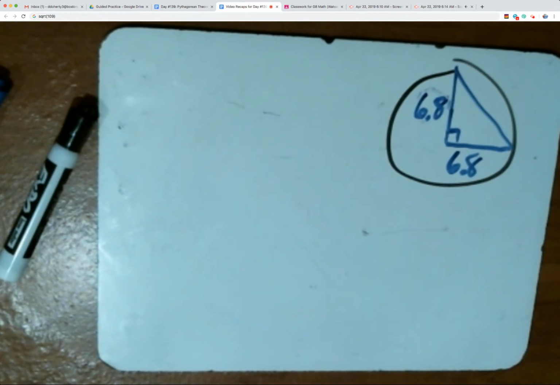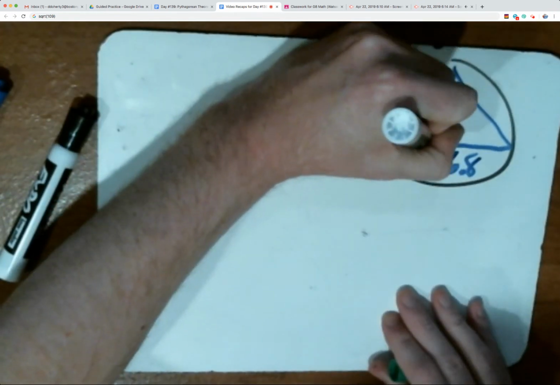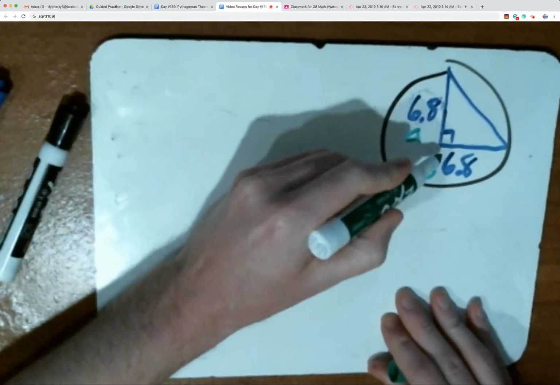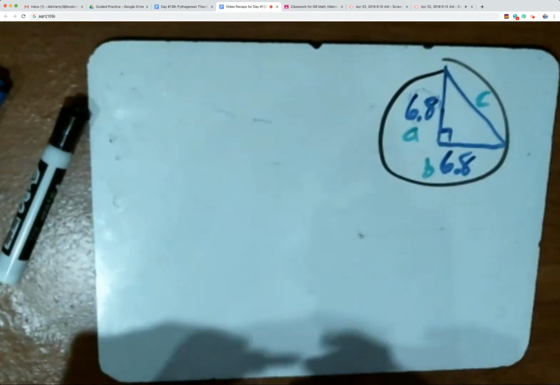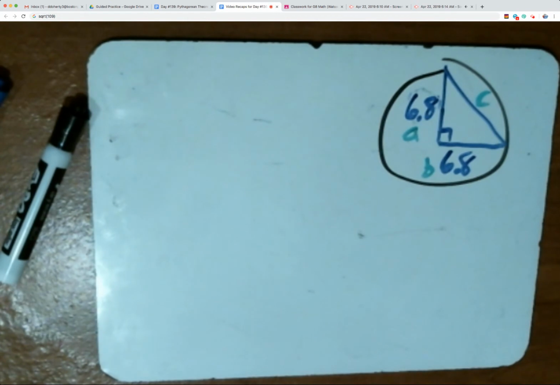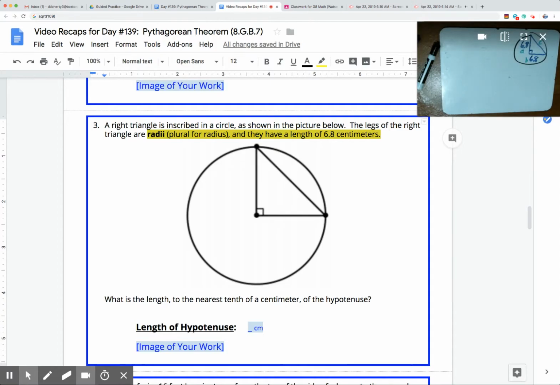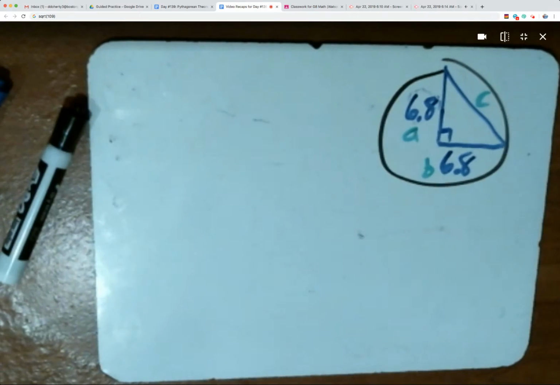I'm sorry, my circle's a little ugly. So if we know 6.8 for both these sides, we should recognize that's the A and the B. These are the two legs. They come together and form the right angle. The side we don't know yet, C, is shown here. And when we come back to the problem, that's what they're trying to find. They say, what is the length of the hypotenuse for this right triangle, or the longer side? So that's going to take the form C again.